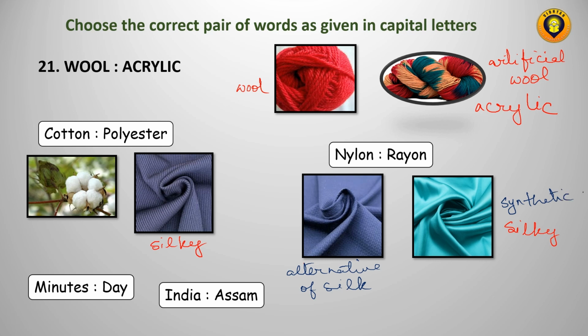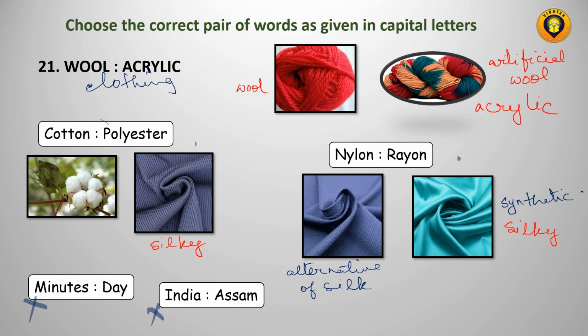Wool and acrylic are involved in clothing. Cotton and polyester are also involved in clothing. Nylon and rayon are also involved in clothing. Now, minutes and days are not at all involved in clothing, and India and Assam are two separate states. So we will first eliminate them. Now, which one to choose, this one or this one? There is a kind of confusion.